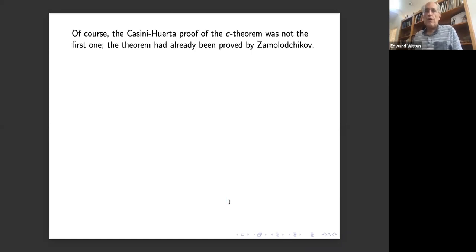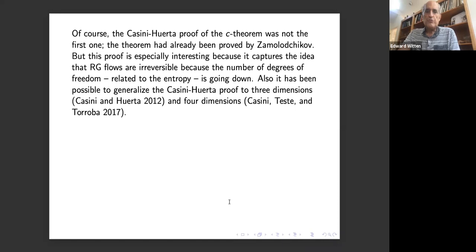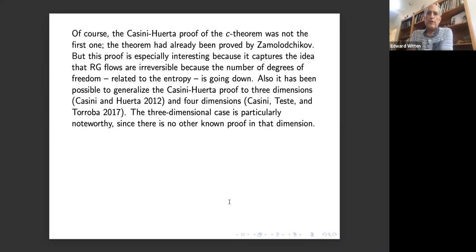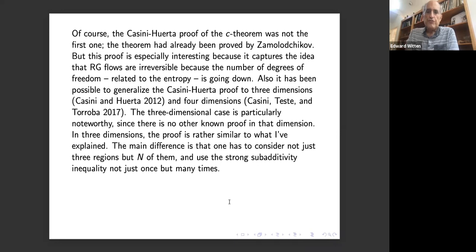Now, of course, the Casini-Huerta proof of the C theorem was not the first one. The theorem had already been proved by Zamolodchikov. But the proof is especially interesting because it captures the idea that RG flows are irreversible because the number of degrees of freedom related to the entropy is going down. Also, it's been possible to generalize the proof to 3 and 4 dimensions. The 3-dimensional case is particularly noteworthy because there's no other known proof in that dimension. In 3 dimensions, the proof is rather similar to what I've explained, but it's longer. The main difference is that you have to consider not just 3 regions, but n of them, and use strong subadditivity, not just once, but many times.